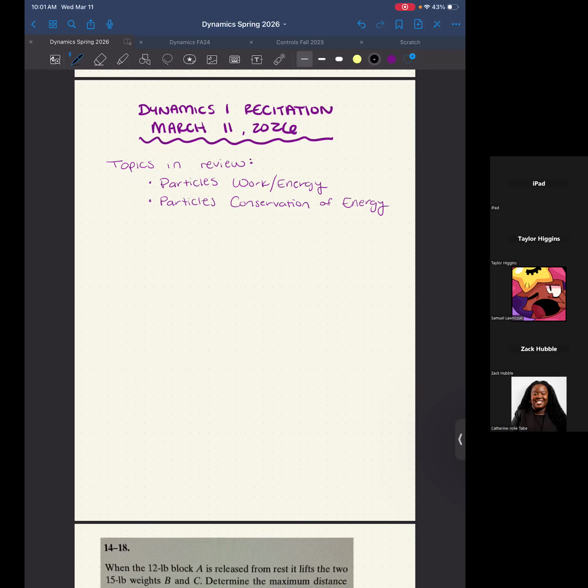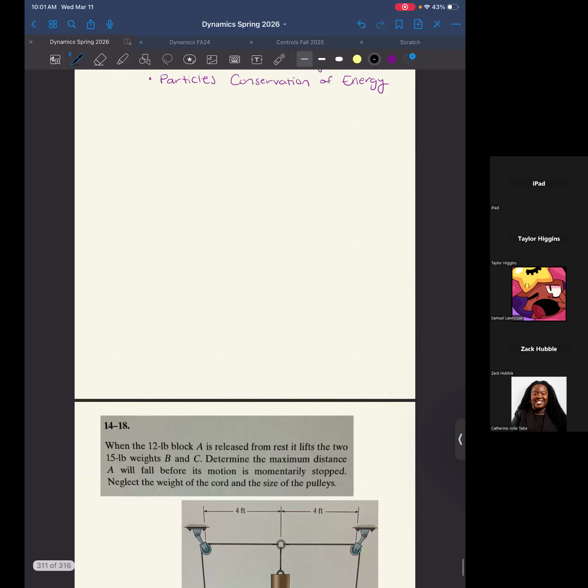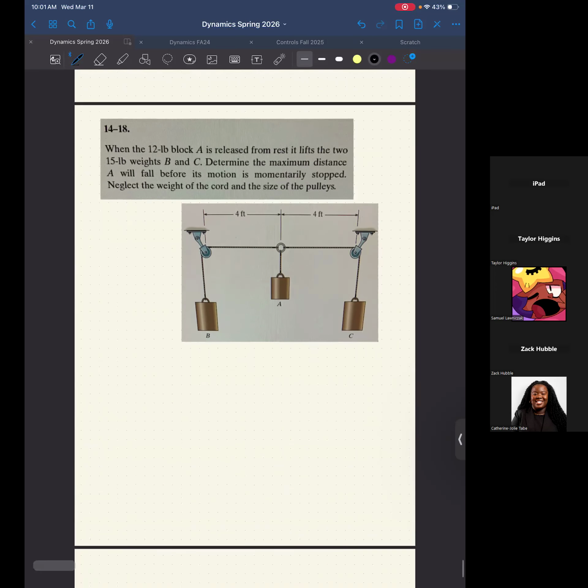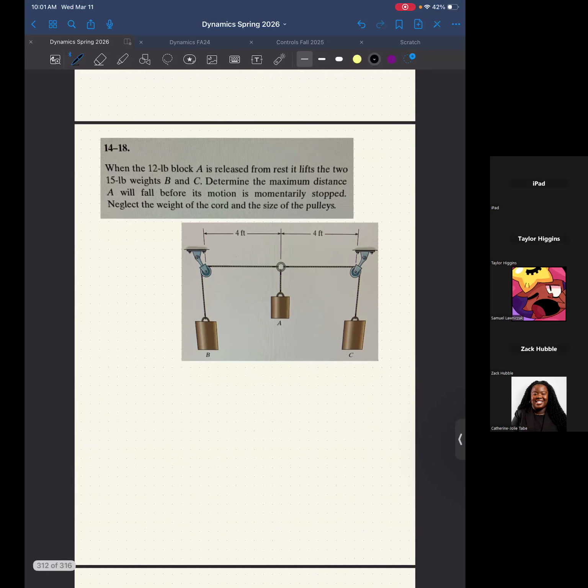All right, so I've got two problems. As we normally do, I'm going to let y'all take a stab at them first, and then I'll hop in later. So we've got this pulley system, two pulleys. This thing in the middle is not actually a pulley. This is just a ring that is connecting these three ropes. So this ring is able to sink down as A falls down and B and C go up.